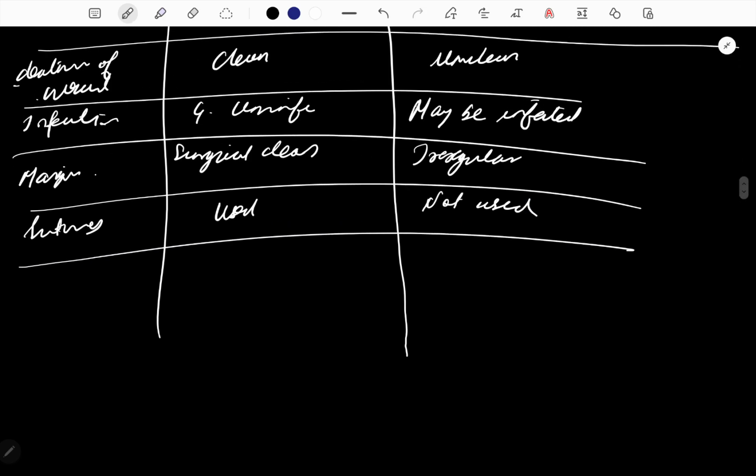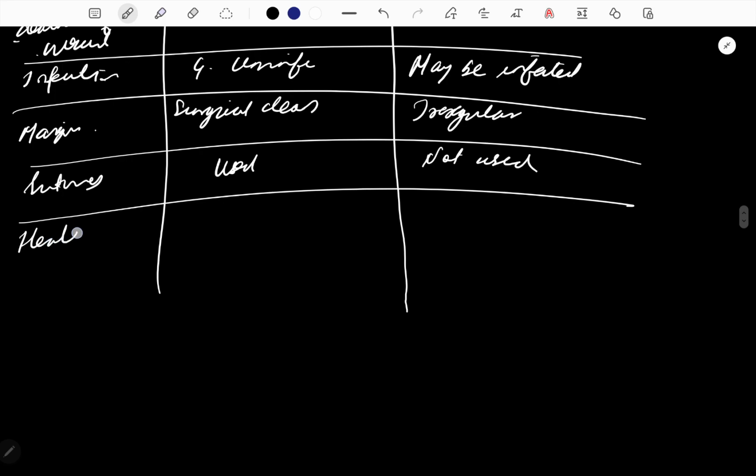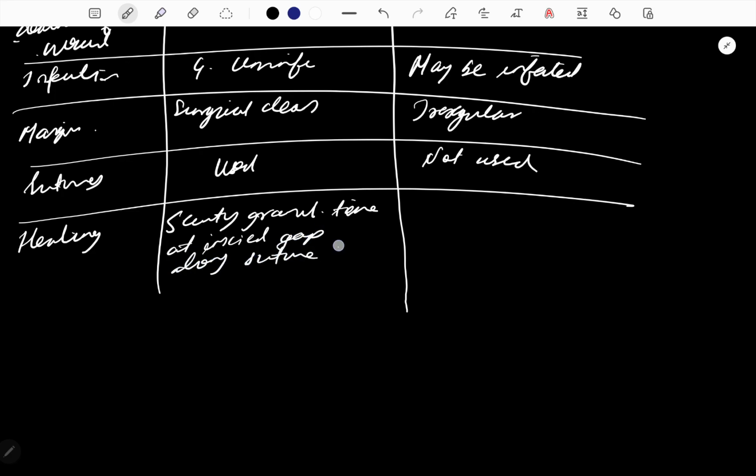Done with sutures. Coming towards healing. In primary union, healing is by scanty granulation tissue at the incised gap along the suture track. How is healing in secondary union? It is by exuberant granulations to fill the gap. Sorry for the handwriting, it will improve in the future.